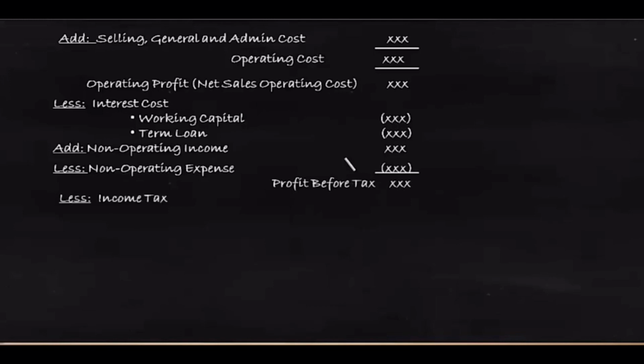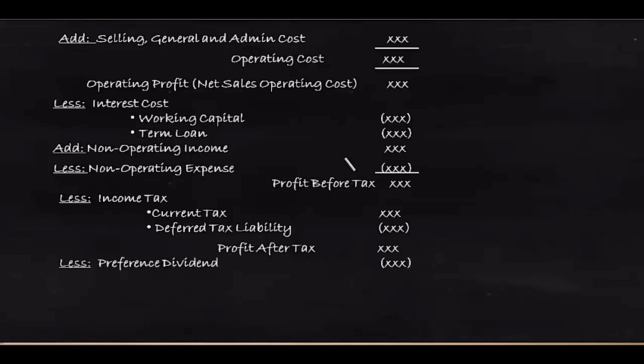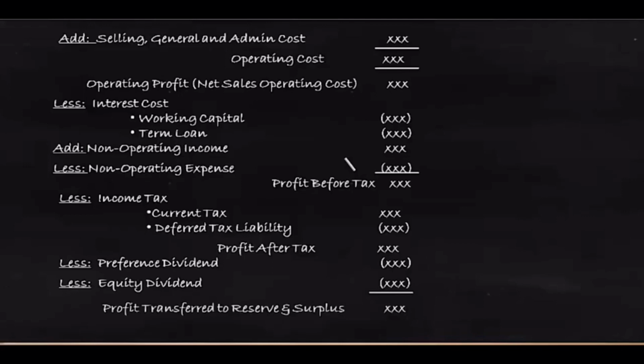From this we have to deduct income tax, which is again broken into current tax and deferred tax. And deferred tax liability only the banks would consider. Then we get profit after tax, and from this profit after tax only the dividend will be paid. The first one will be preference dividend and the second one would be equity dividend. And if any profit is remaining after that, then that profit will be transferred to reserves and surplus. In the subsequent session, we will understand each and every item of the operating statement in detail.